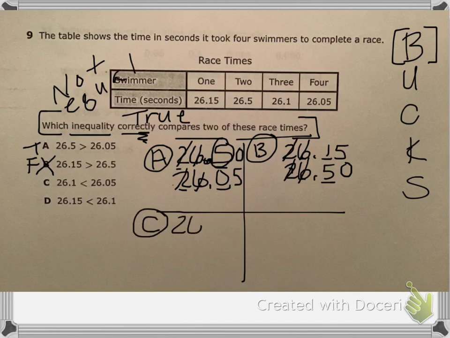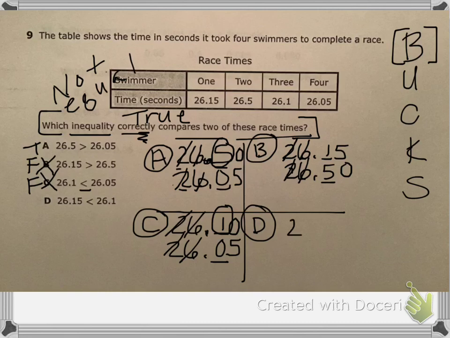C, we have 26 and 1/10 and 26 and 5/100. We can put a 0 here to make sure that they are the same place value positions. So C says that 26 and 1/10 is less than 26 and 5/100. So we're going to start at the left at the 2's. Well, they're equal. Go next door to the 6's. They're the same. Go next door to the 10th place. We have a 1 and a 0. 1 is greater than 0, not less than 0. So C is a false statement. It is not true.